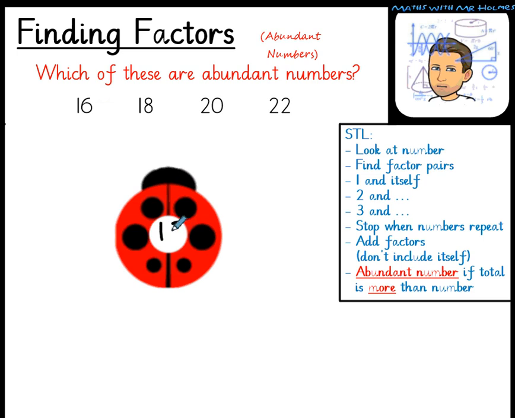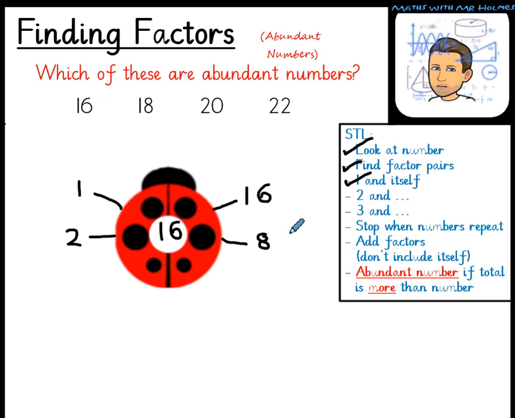Look at the number and write it down, and we're going to use our factor book to find our factor pairs, starting with 1 and itself. Remember to be systematic, to keep track of your calculations. 2 and, well, it's even, so it's definitely got a factor of 2. All even numbers have. Use your times tables. 2 times 8 equals 16.